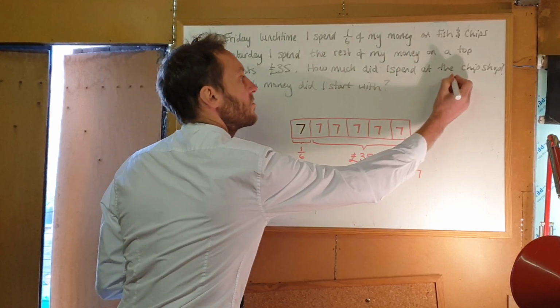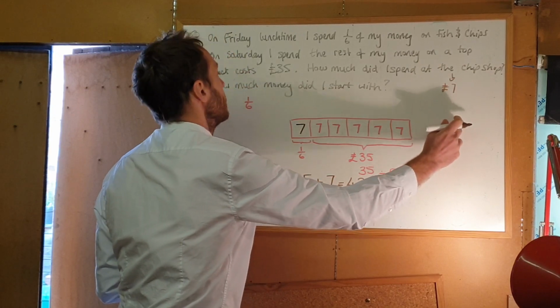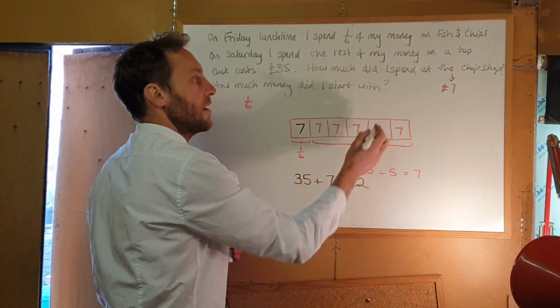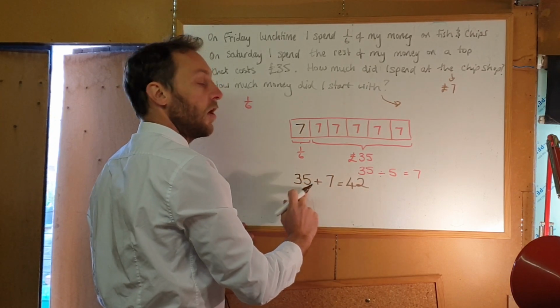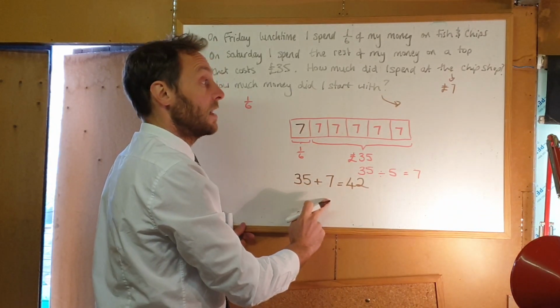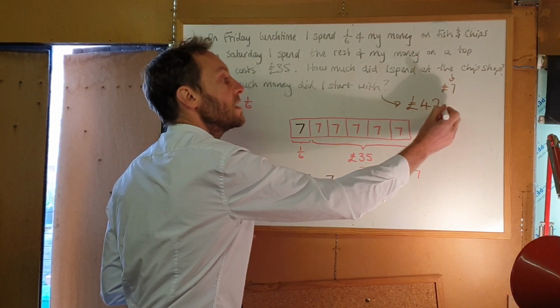So I can answer my problem. How much did I spend at the chip shop? I spent £7 at the chip shop. And how much money did I start with? I started with my 35 I spent on the top and the 7 I spent at the fish and chip shop. £42.